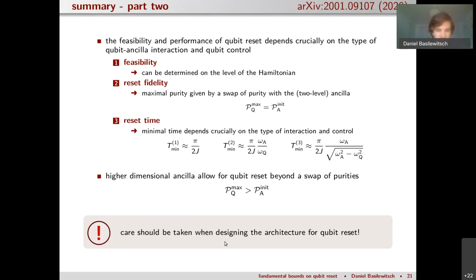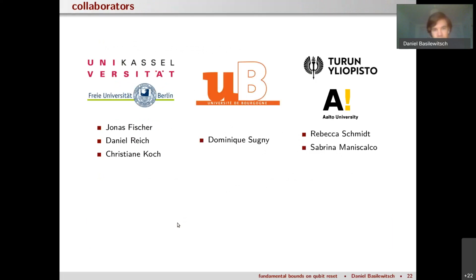So the take-home message is that if you are able to engineer your architecture for your qubits and for your reset in some way, you probably should take some care, because not all of these architectures are equally well suited for qubit reset.